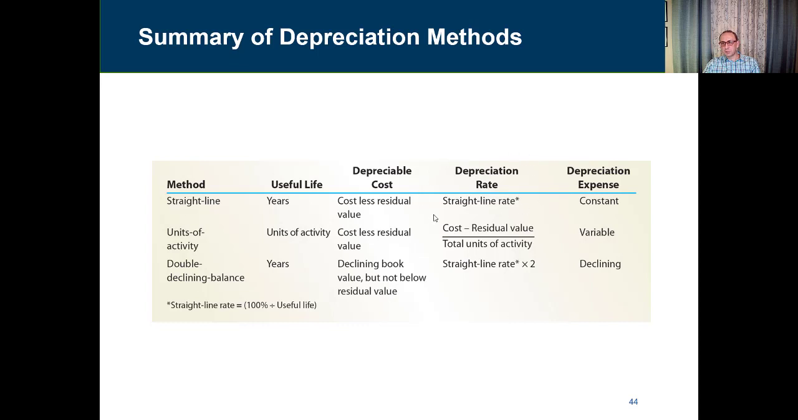How we calculate the depreciation rate in the straight line is just the straight line rate. In the units of activity, it's the cost minus the residual value divided by the total units of activity, and that's an estimate. And the double declining balance, we get the straight line rate, which is the same as the straight line rate calculation in the straight line method, and we multiply by 2. In the depreciation expense, in straight line, it's a constant. In the units of activity, it's variable depending on the units of activity. And the double declining, it's declining. And here we just have a note that the straight line rate is calculated as 100% divided by the useful life of the fixed asset.